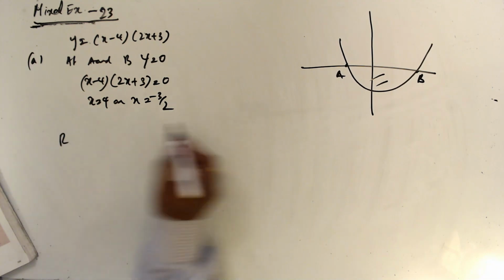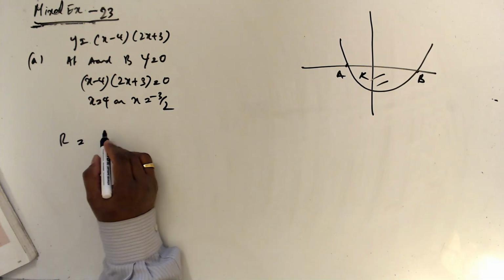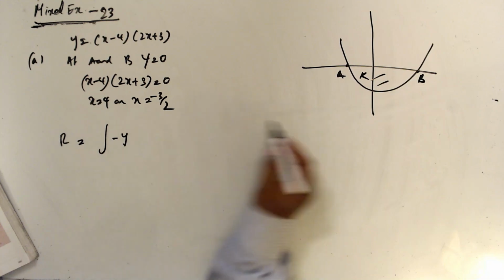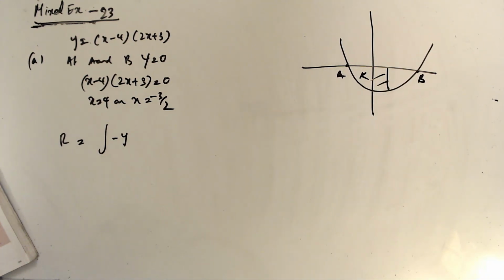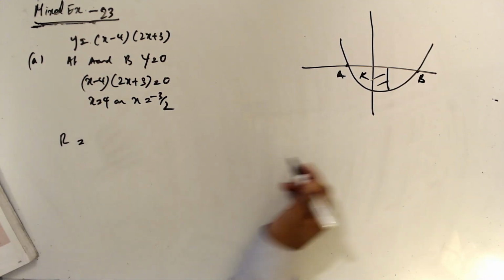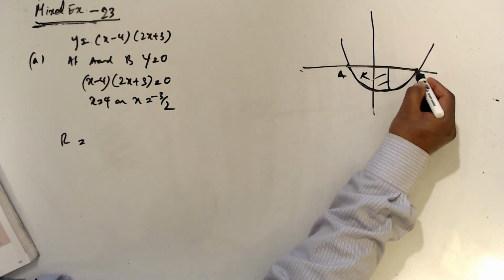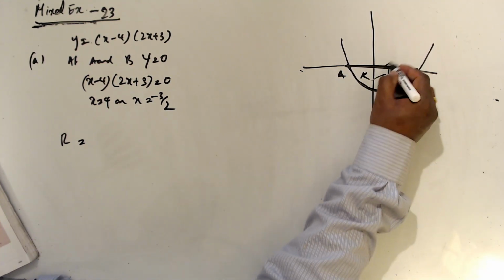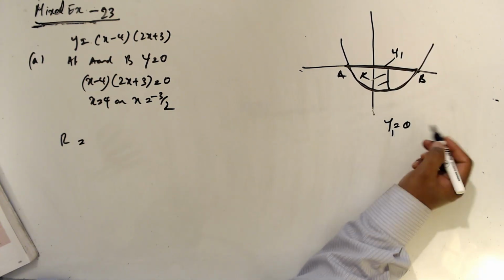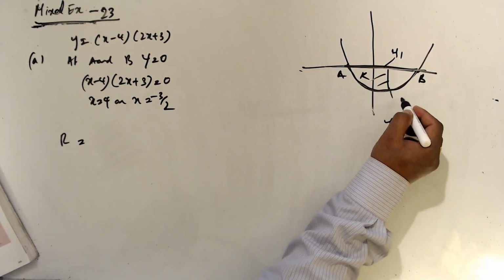Then that R equal, you can remember that we integrate minus y because the y value is minus. Or if we want to take it as a curve, right? So what is this? This is the area. What is this curve? This curve, let's say y1. So y1 equals 0 curve because this is the x-axis, and this is the y2 curve.